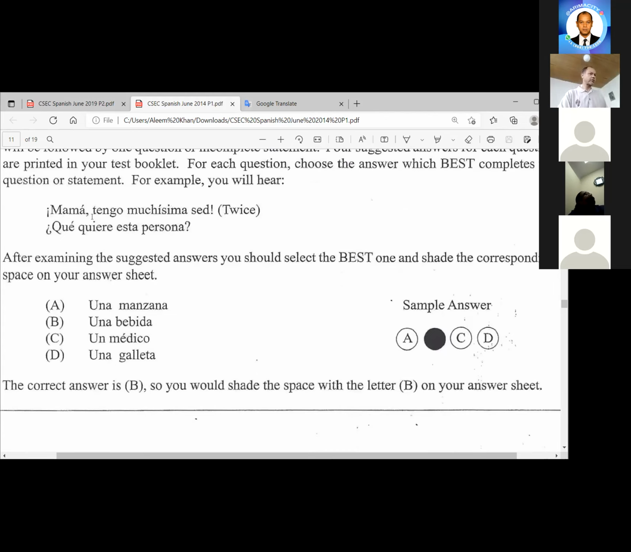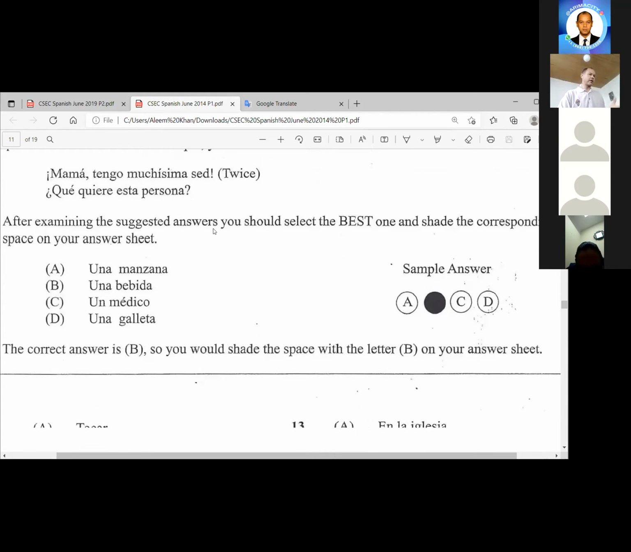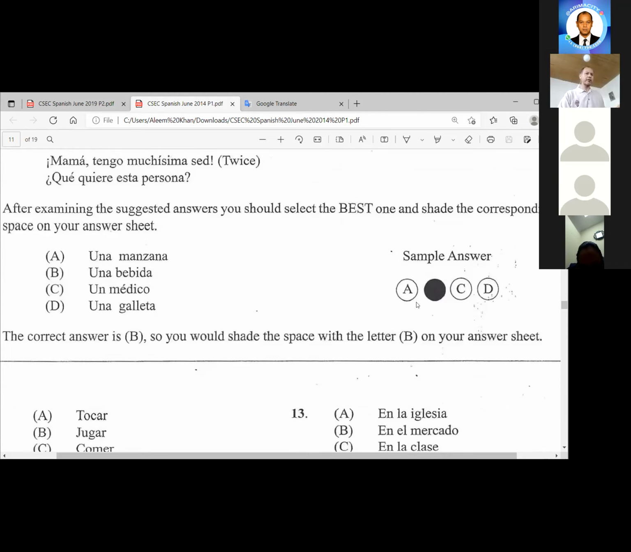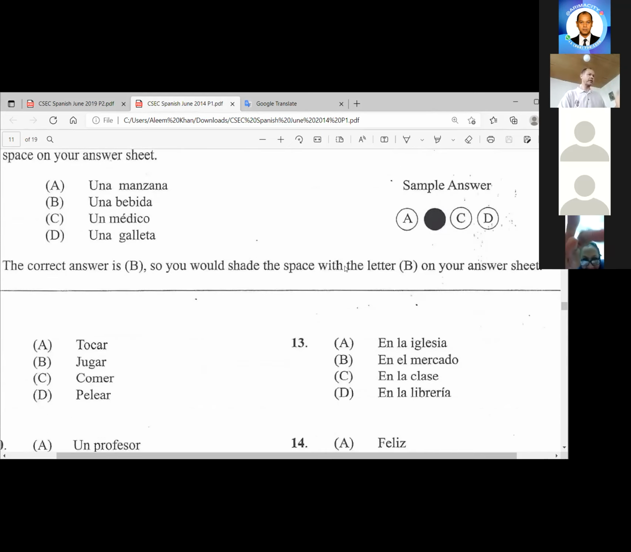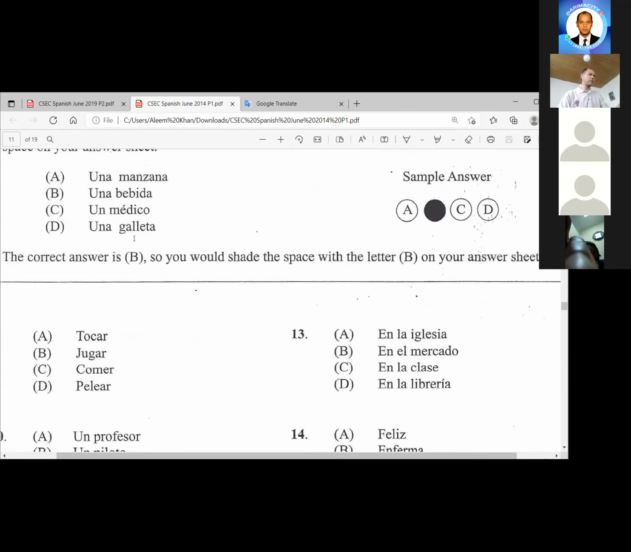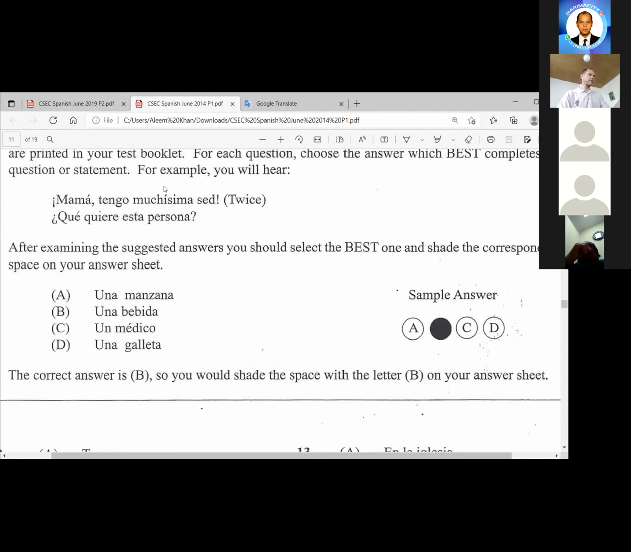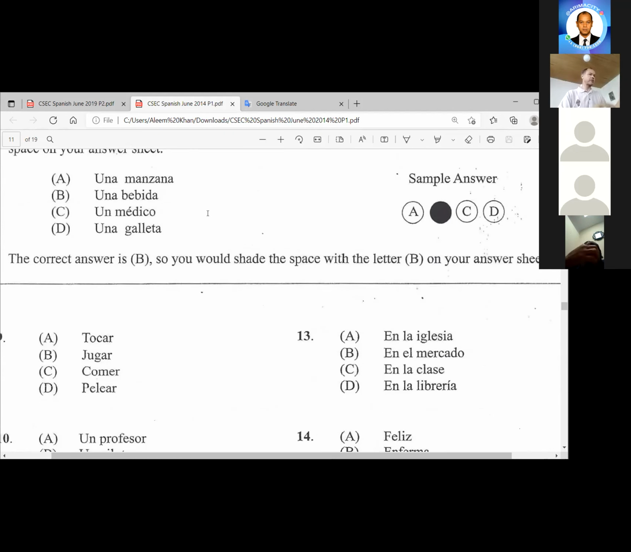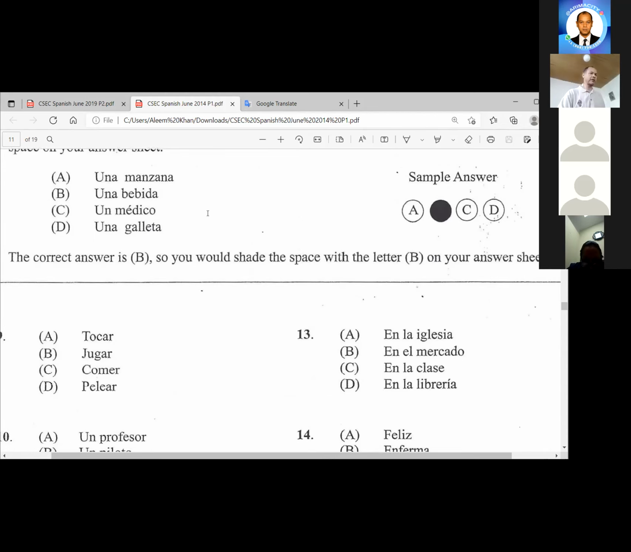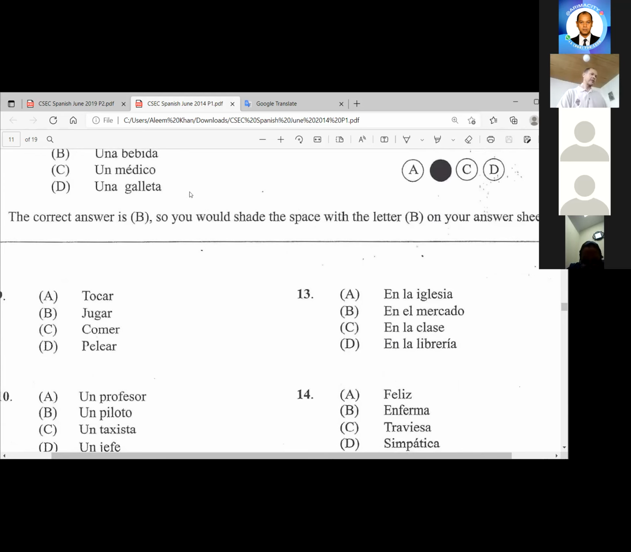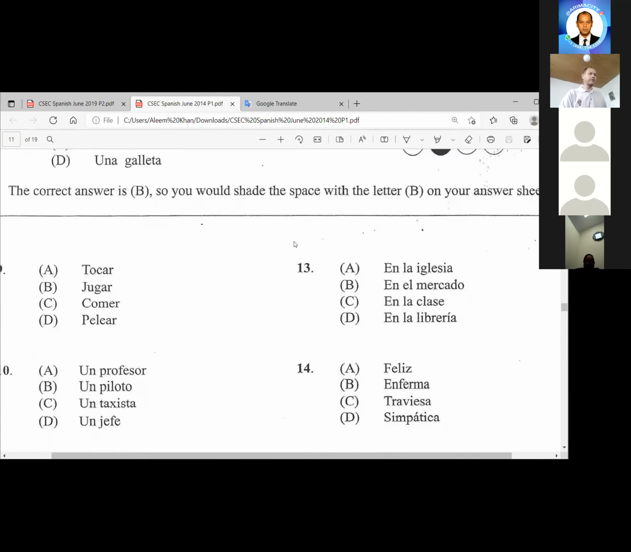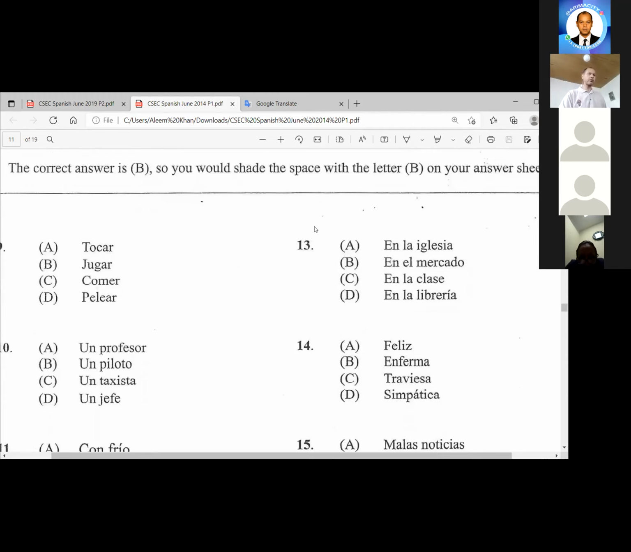Vas a escuchar una oración dos veces. Mamá, tengo muchísima sed. Entonces la pregunta va a ser, ¿qué quiere esta persona? Y tú tienes que simplemente sombrar la letra correcta. Ok, entonces en este caso tenemos una manzana, una bebida, un médico, una galleta. Ok, entonces si la oración es, mamá, tengo muchísima sed, ¿qué quiere esta persona? Una bebida. Exactamente. ¿Ves lo fácil que es? Ok, the correct answer is B, so you would shade, con el lapicero, the space with the letter B on your answer sheet.